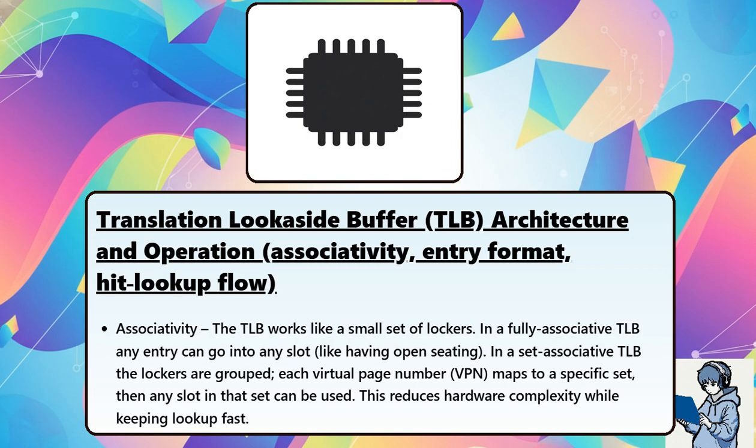Associativity. The TLB works like a small set of lockers. In a fully associative TLB, any entry can go into any slot, like having open seating. In a set associative TLB, the lockers are grouped. Each virtual page number, VPN, maps to a specific set, then any slot in that set can be used. This reduces hardware complexity while keeping lookup fast.